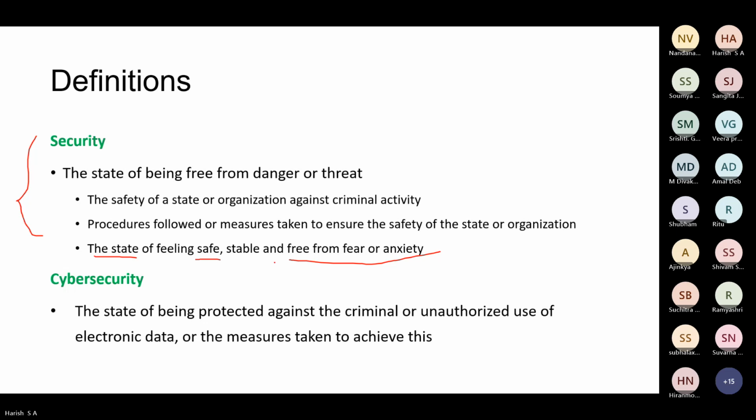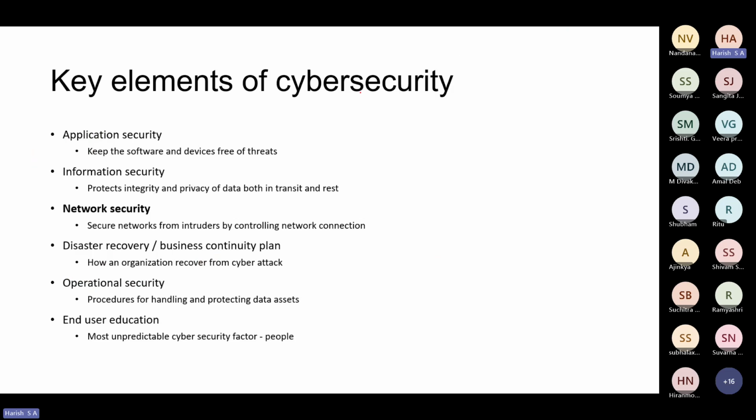That's security. The same security, when you add cyber in front of it, it becomes a state of being protected against criminal or unauthorized use of electronic data, or the measures taken to achieve this. Right? So, what are the key layers? I wouldn't say layers. Okay, let's say elements of cybersecurity. You have application security, you have information security, you have network security, and then you have disaster recovery. But let's not look too much into this. You have operational security, and you have end user education, which is basically a mitigatory strategy. Correct.